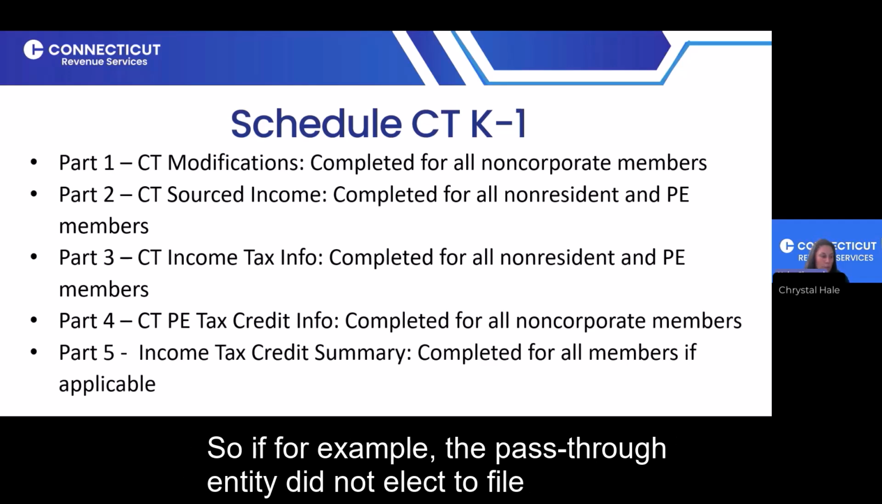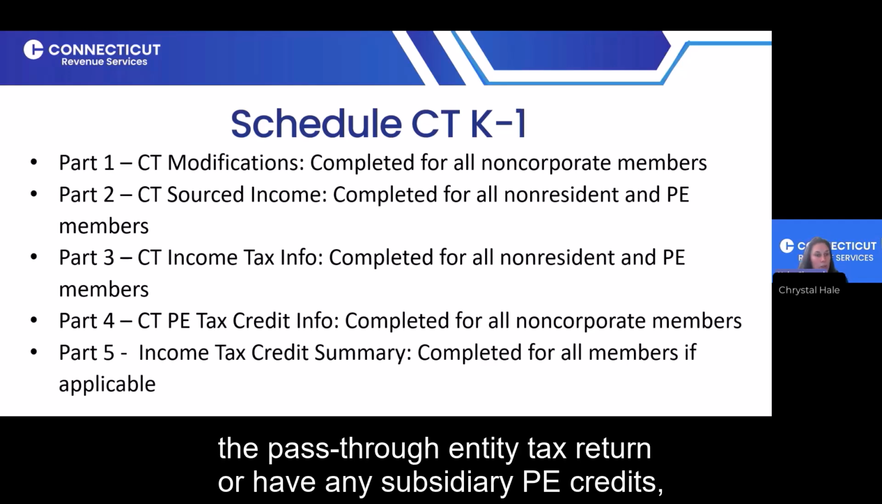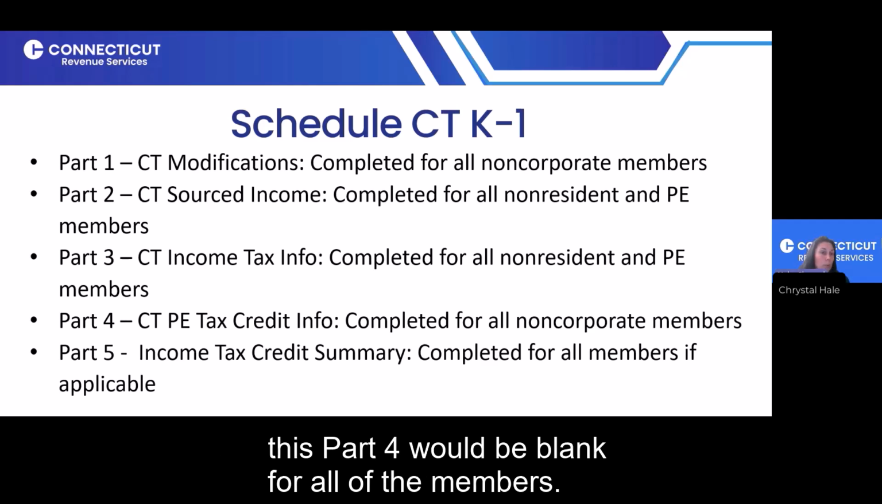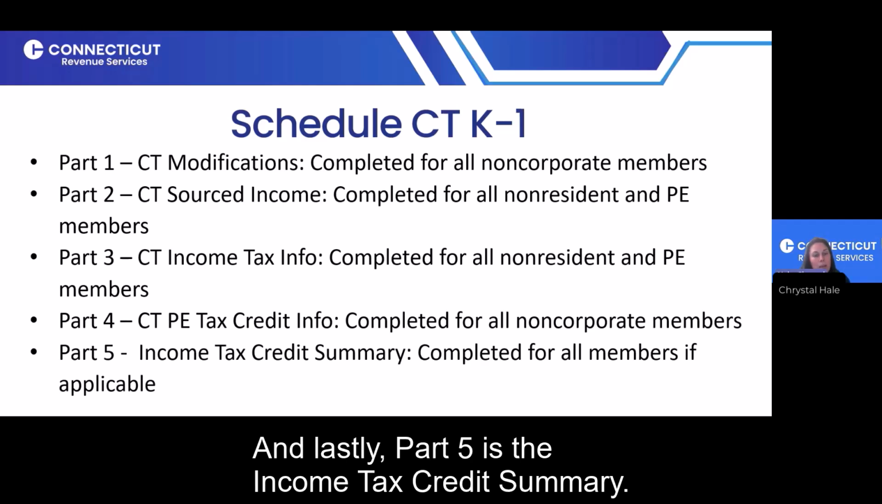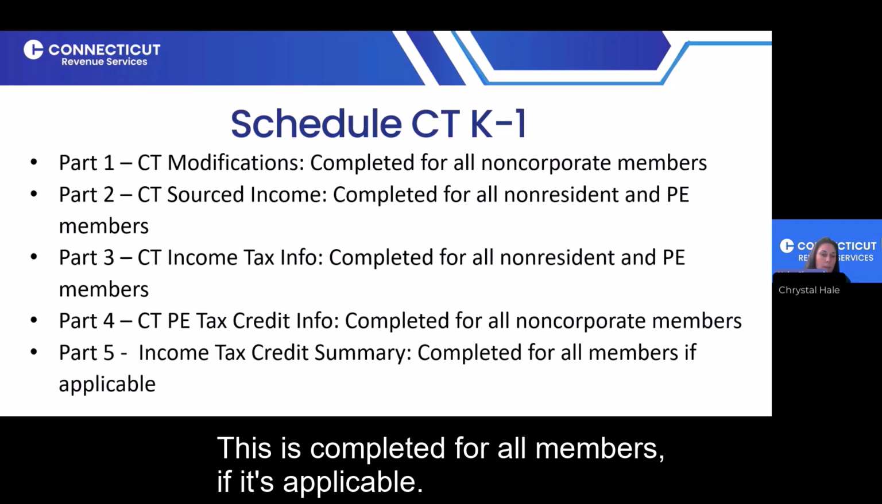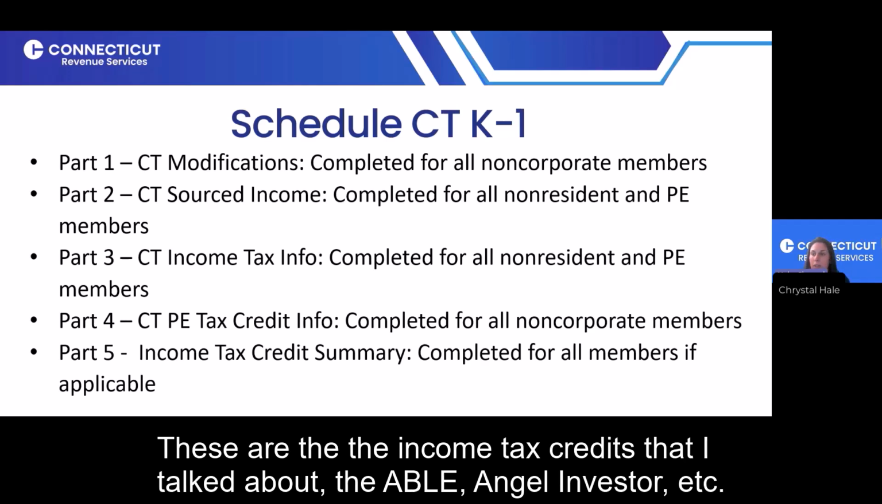So if, for example, the pass-through entity did not elect to file the pass-through entity tax return or have any subsidiary PE credits, this Part 4 would be blank for all of the members. And lastly, Part 5 is the income tax credit summary. This is completed for all members if it's applicable. These are the income tax credits that I talked about, the ABLE, angel investor, etc.